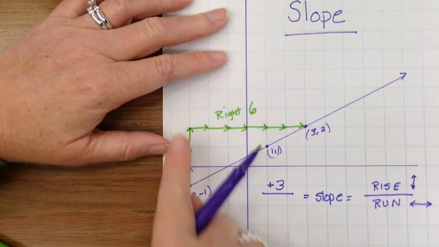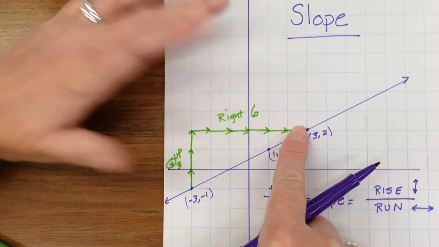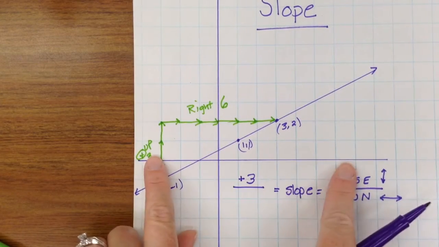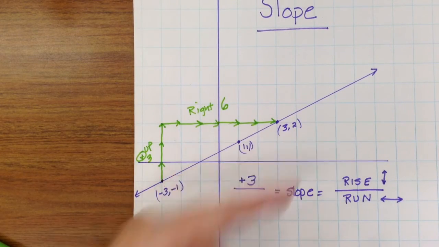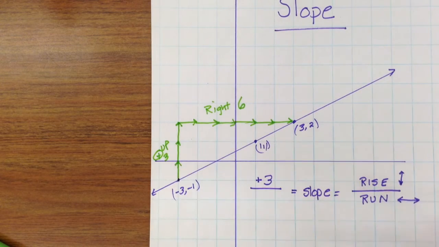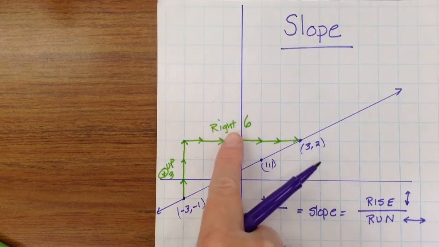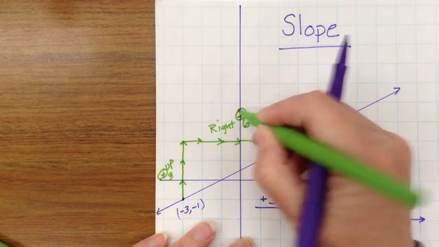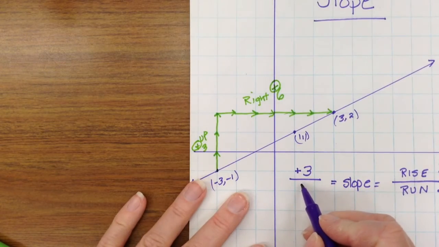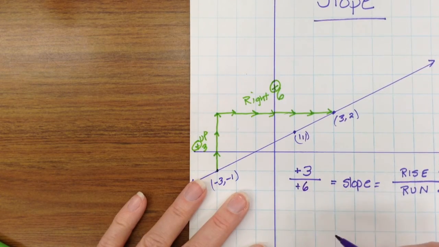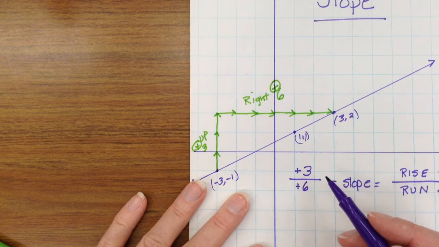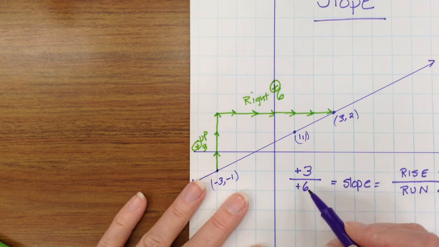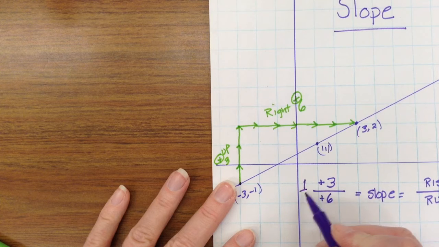And then the run. Well, the run number is 6. But again, we have to consider positives and negatives. Would you agree with me that if you think about the x-axis, the positive side is to the right and the negative side is to the left? Yes, that seems kind of intuitively obvious. So because we are going right 6, I'm going to be using a plus sign again. So my run number is +6. I know. This value is our slope. Now, of course, we can reduce this. I can divide the top by 3, I can divide the bottom by 3, and I get 1/2.